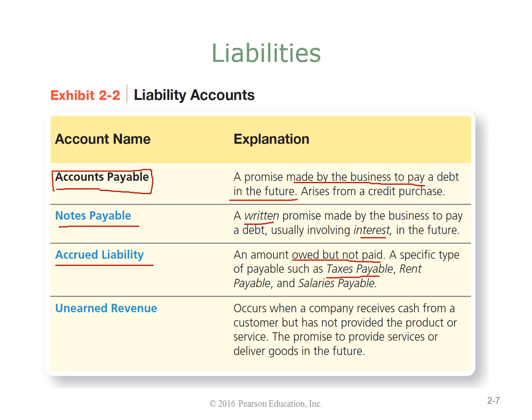Next, unearned revenue. This occurs when the company receives cash from a customer but has not provided the product or the service, that is, the promise to provide a service or deliver goods in the future. We receive the cash before we provide the service. This is called unearned because we received the revenue in advance, and it is considered a liability on the company.